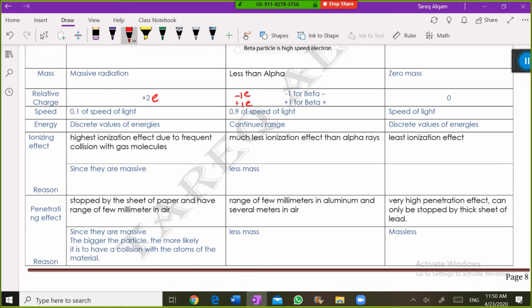Here, guys, regarding energy, alpha has discrete values of energy, right? Discrete values of energies. Here for beta we have a continuous range, while alpha has discrete values of energy. Ionization, we said alpha has the highest ionization, beta has less ionization, and gamma has the least ionization, because it is massless. Now we have the penetration effect, or penetration power.